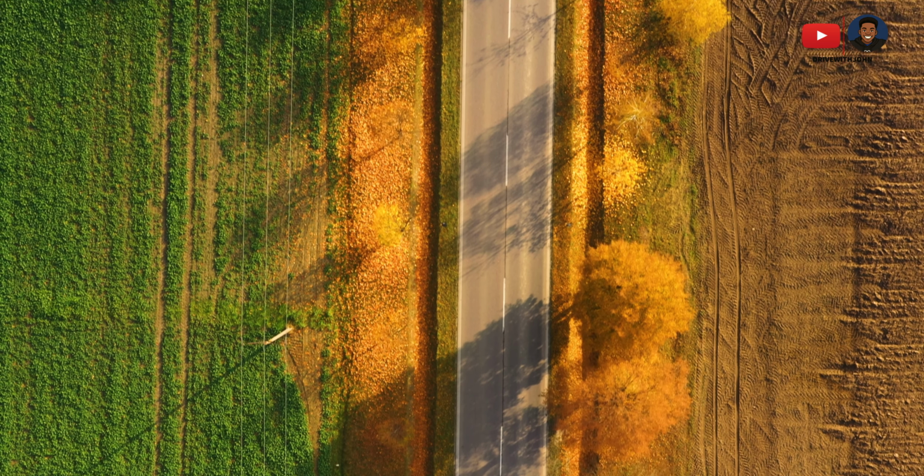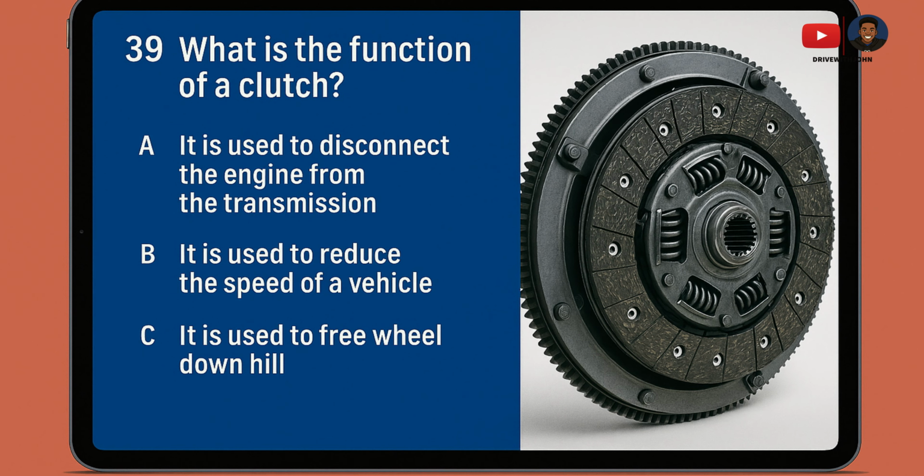Last question. Question 39. What is the function of a clutch? Is it A? It is used to disconnect the engine from the transmission. Is it B? It is used to reduce the speed of a vehicle. Or is it C? It is used to free wheel downhill.